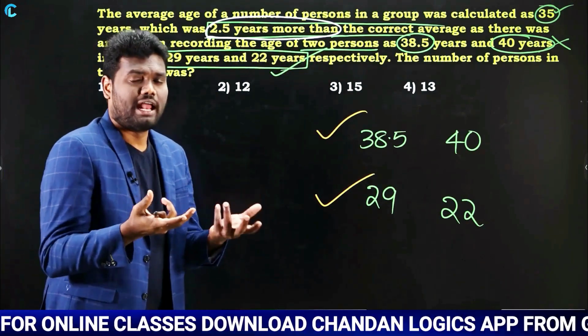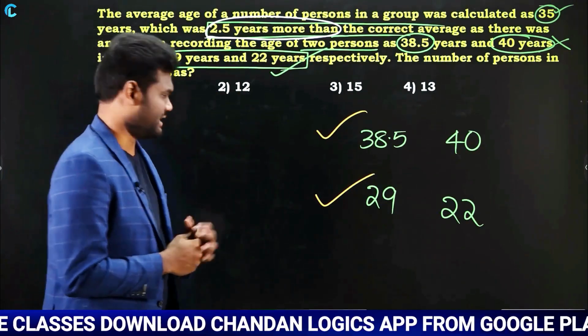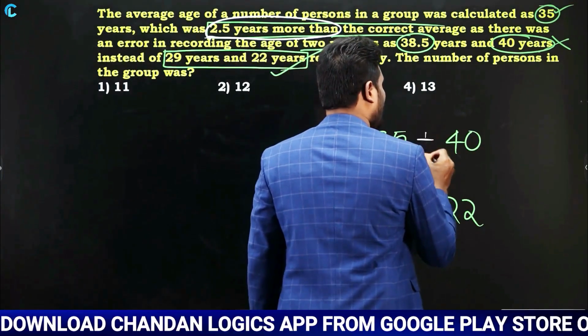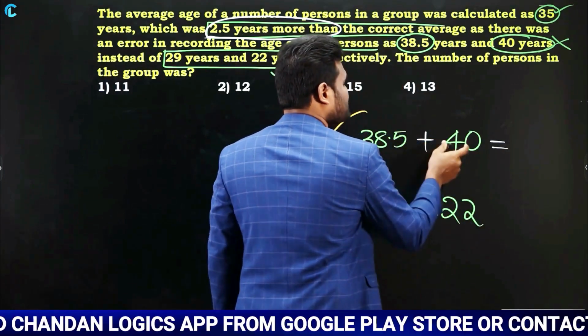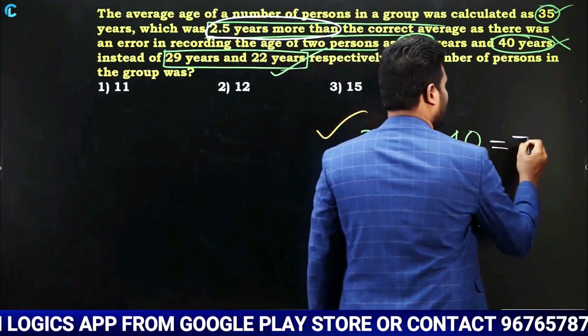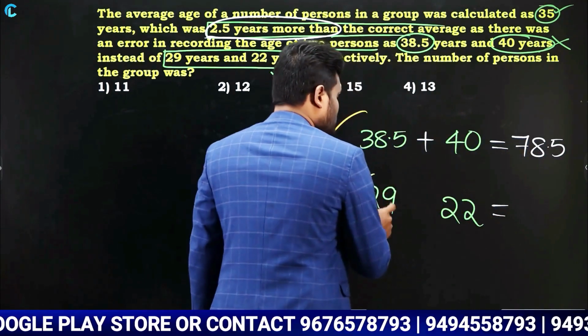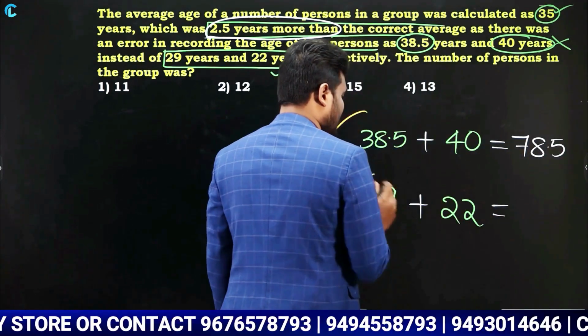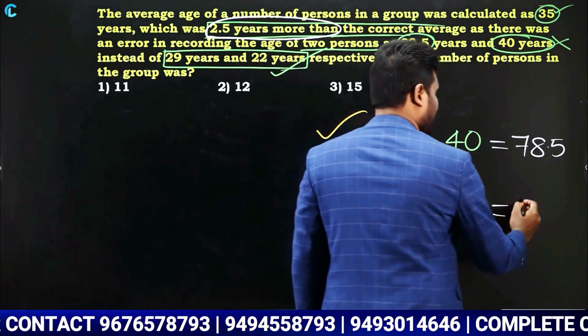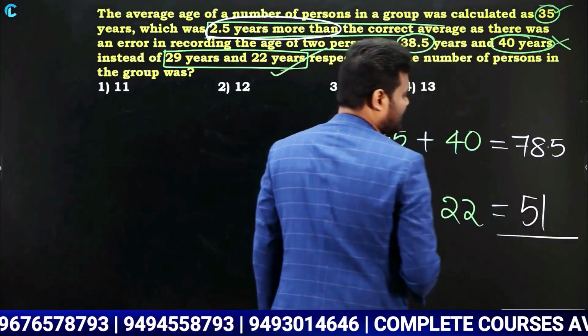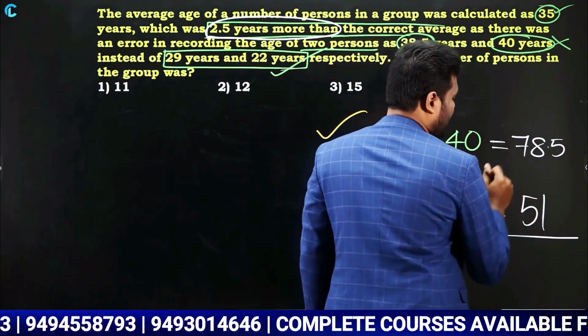Now your question is, how many persons are there in total? Just add these numbers. If you add these numbers, 38.5 plus 40 is 78.5. Yes or no? Similarly, 29 plus 22 is how much? It is going to be 40 plus 11, which is 51. So just take the difference. If you take the difference, how much is it going to be?